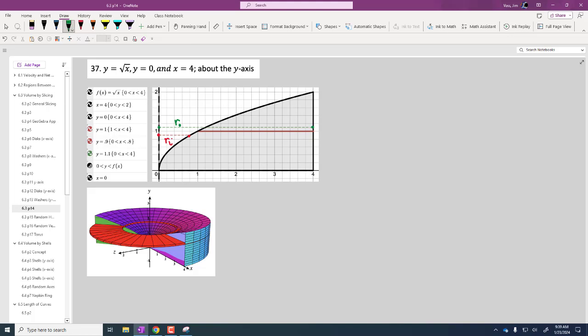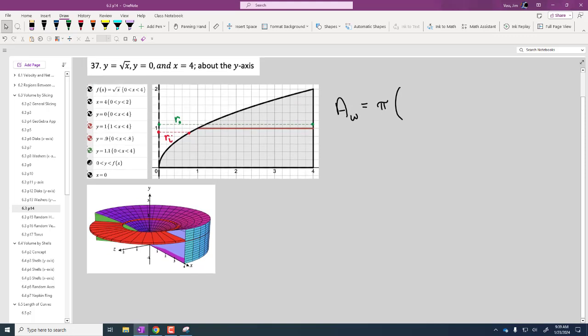Okay, so the generic formula is that the area of a washer is pi times the outer radius squared minus pi times the inner radius squared. And we usually just factor out that pi, so we have r outer squared minus r inner squared. So that'll be the area of a representative washer. Big area minus a little area. So this will be pi multiplied by.